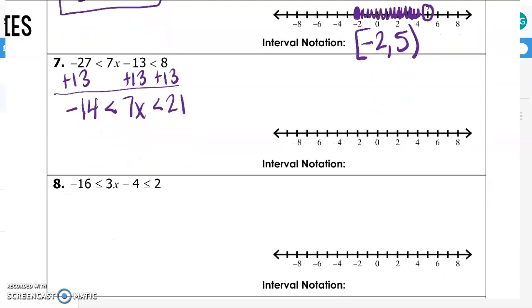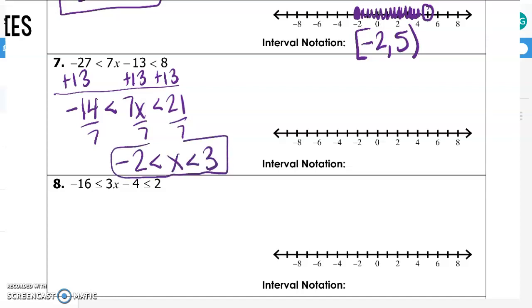So again, just concentrate on the middle and the right. We would divide by 7. So divide by 7, divide by 7, divide by 7. That gives us -2 is less than x, which is less than 3. And that's your final answer.